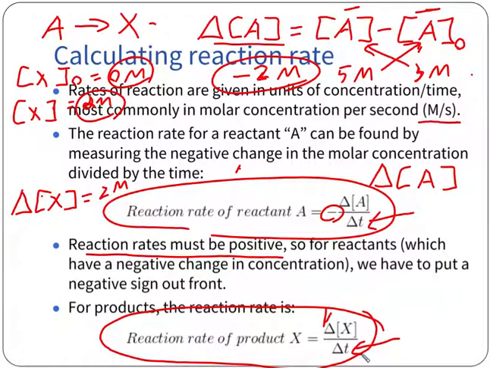And so typically when we're doing this for an individual thing, the way we'd say it is the reaction rate of reactant A, or the reaction rate of product X, or you could just say the reaction rate of A or the reaction rate of X. Either one works in terms of setting this up.